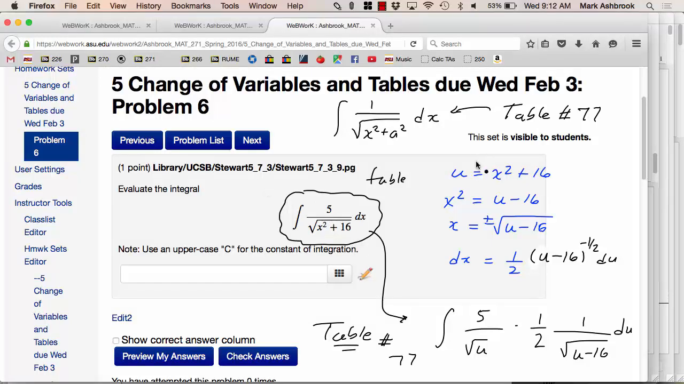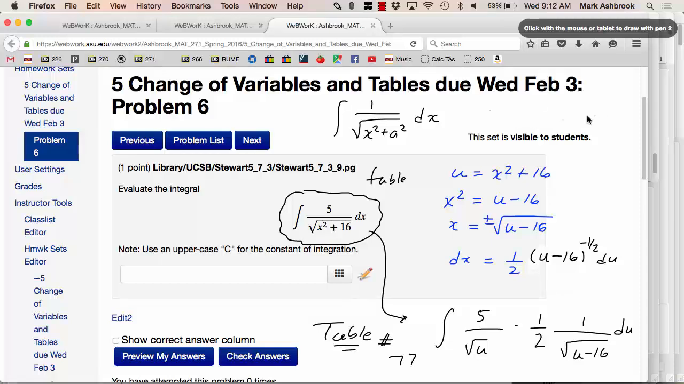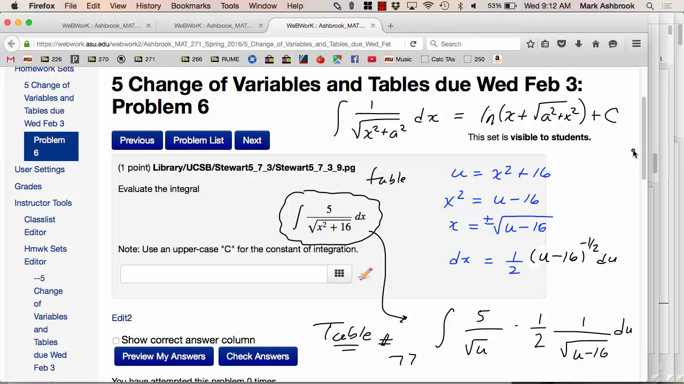So what is that equal to, Joseph, in table 77? The natural log of x plus the square root of a squared plus x squared. That's the whole thing? That's the whole thing. All right, awesome. So we've got something just like that. It's just times 5, right?